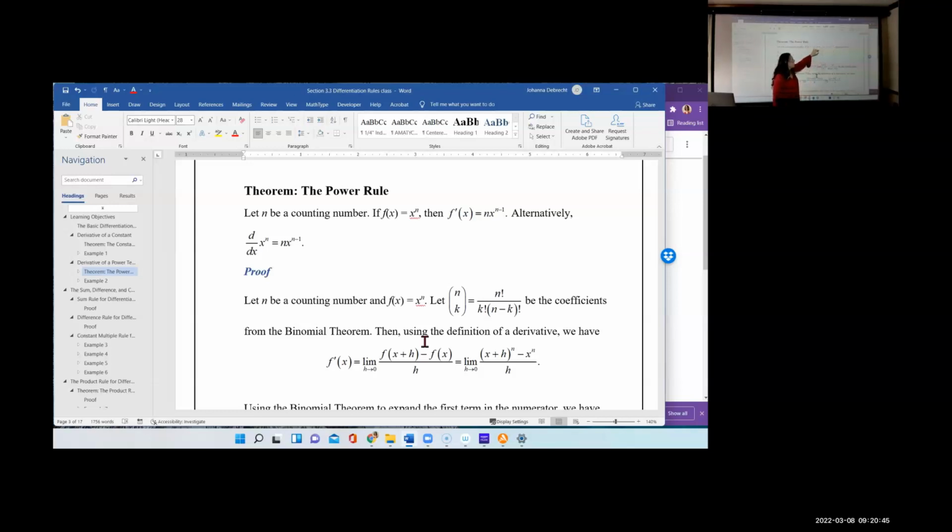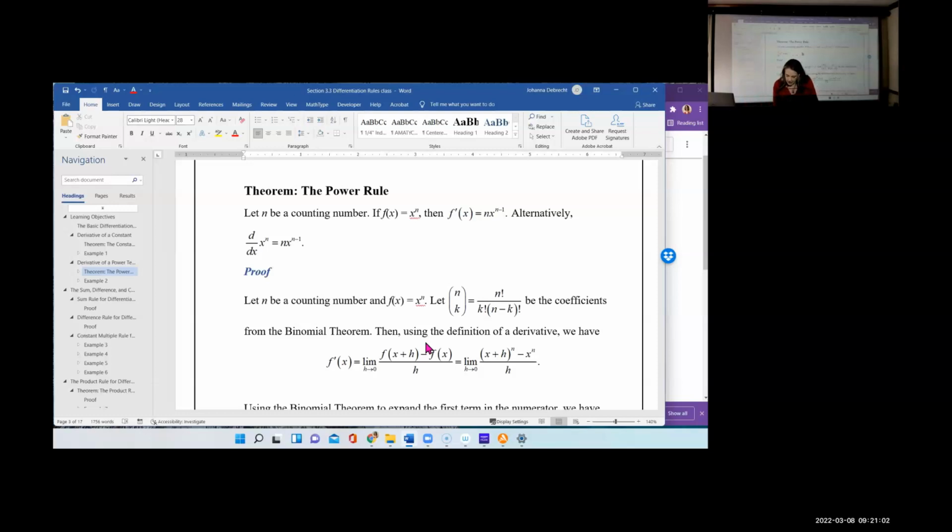So the derivative of x to the nth power is n times x to the n minus 1. All right. So the derivative of x to the n is n times x to the n minus 1. Pull the original power to the front, reduce the power by 1.